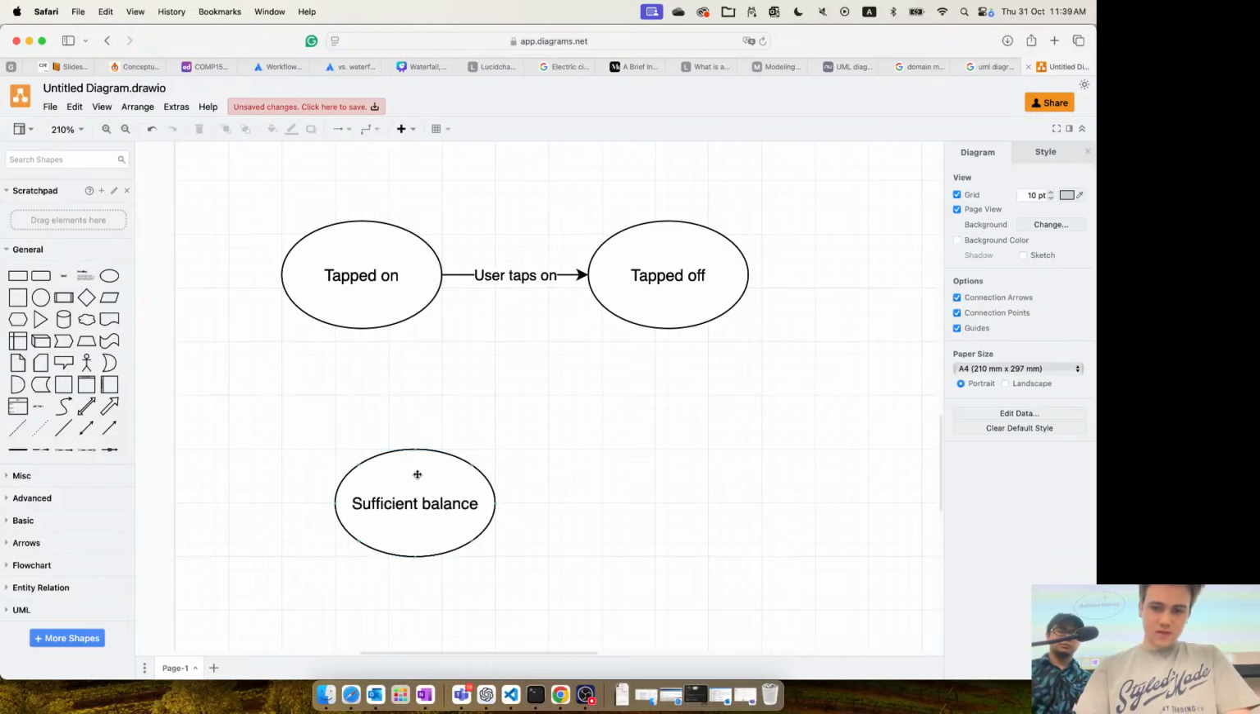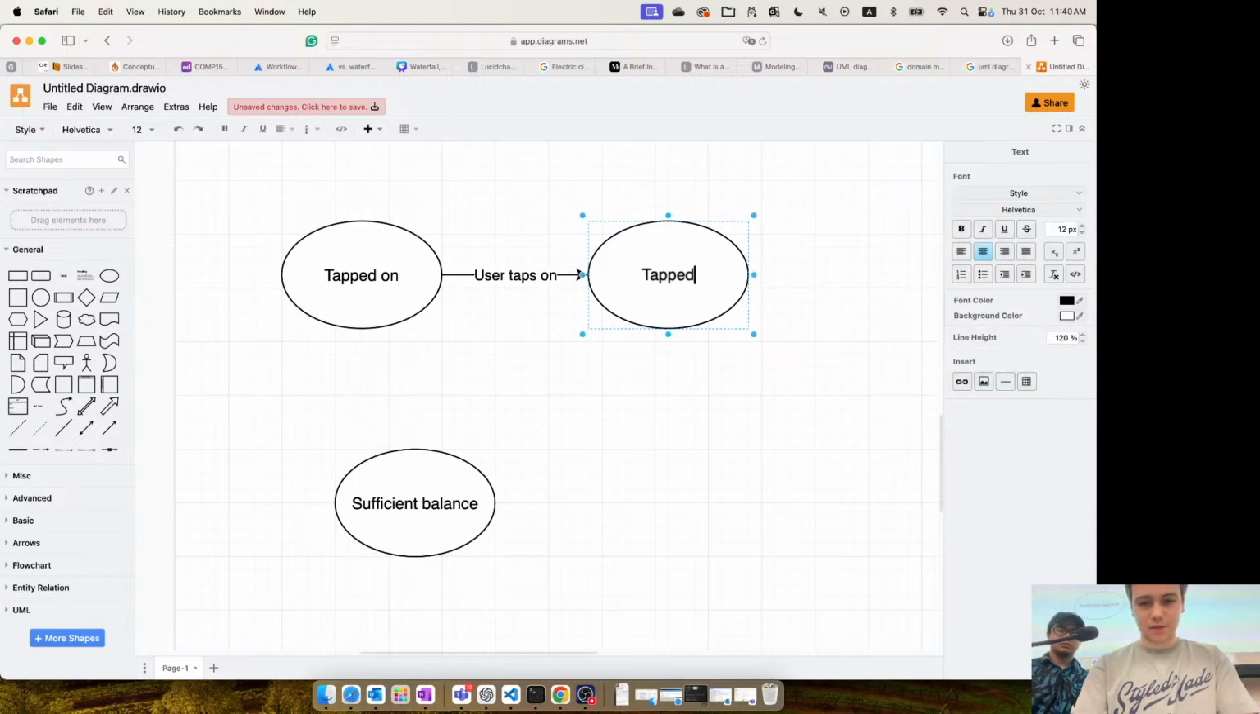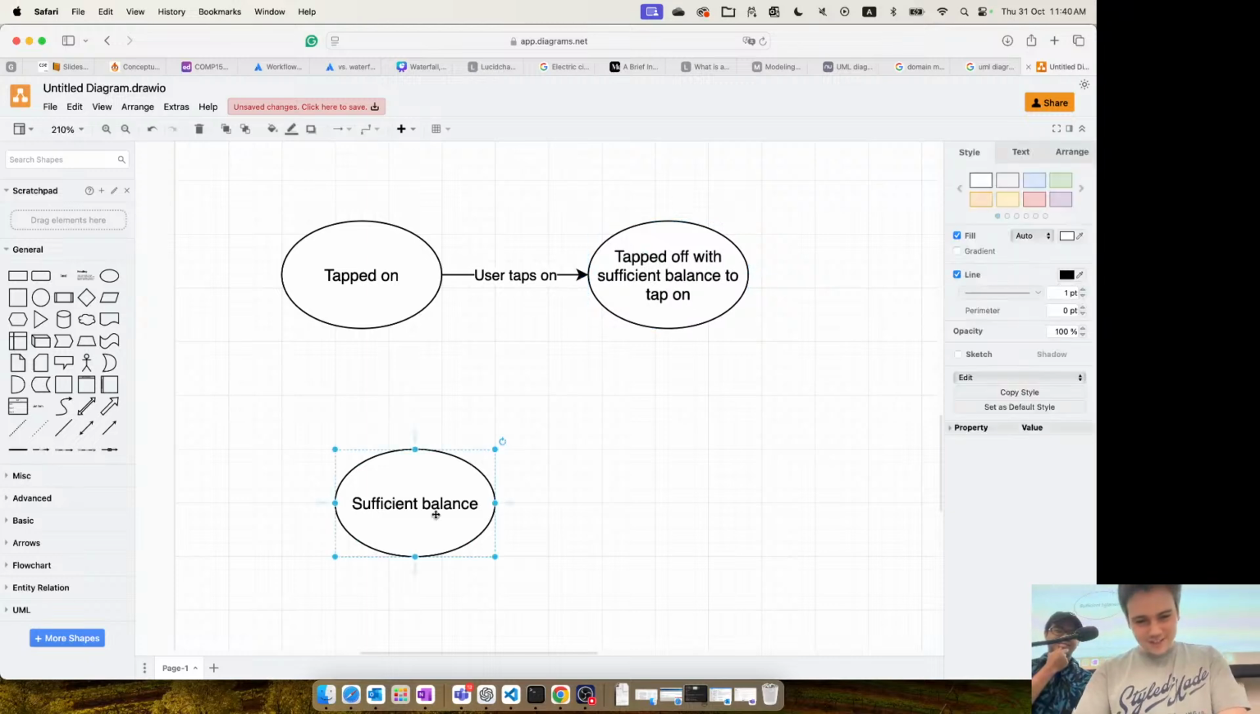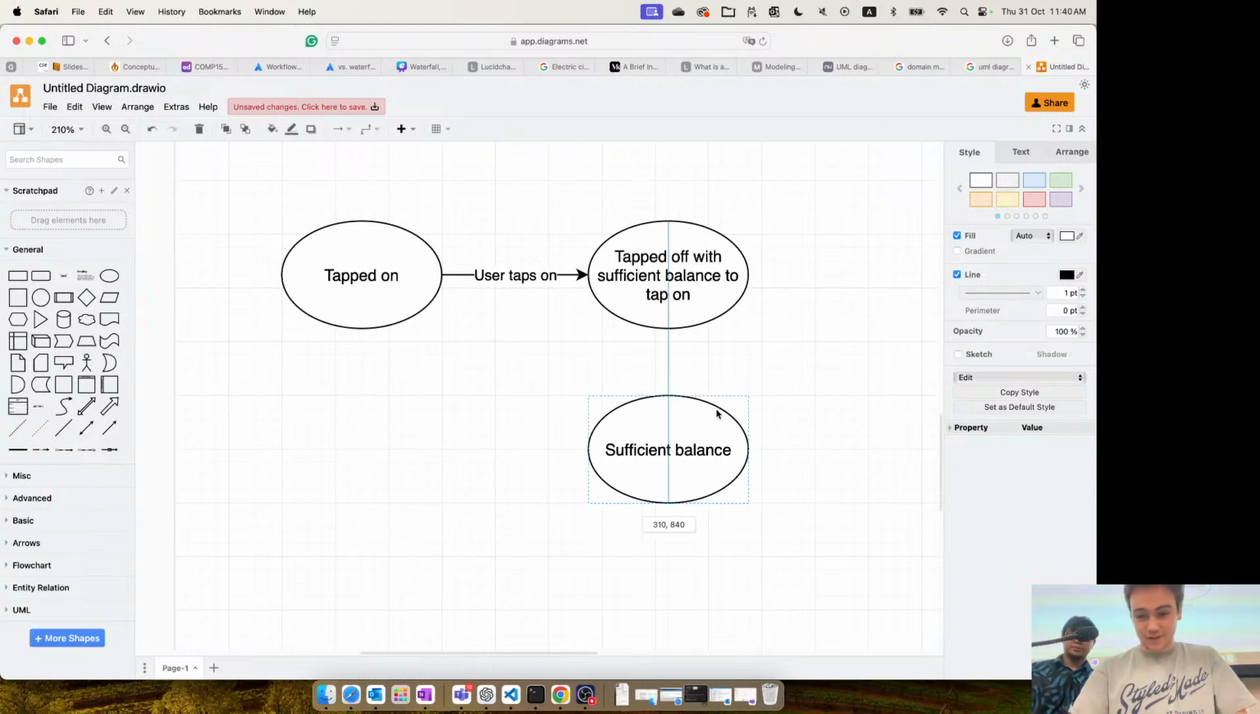Any other suggestions? Technically, in terms of describing the steps, I think there should be tapped off with sufficient balance, and a new balance after topping up. Yeah, that's a good one. Well, I'm trying to describe the system in terms of a finite state machine. It's a bit difficult given the fact that a finite state machine doesn't have internal memory.